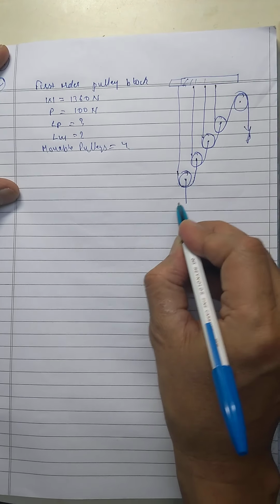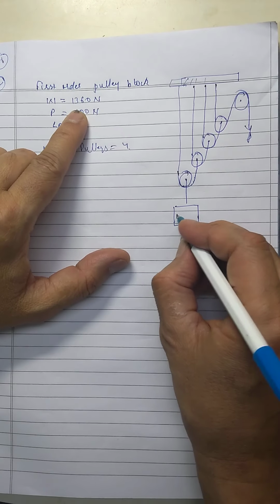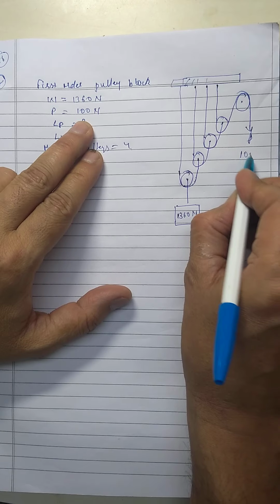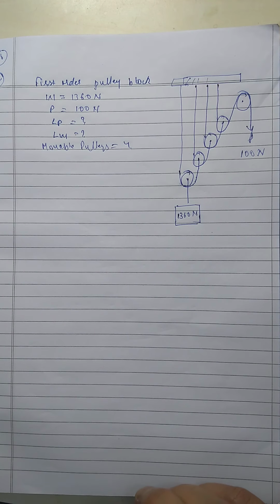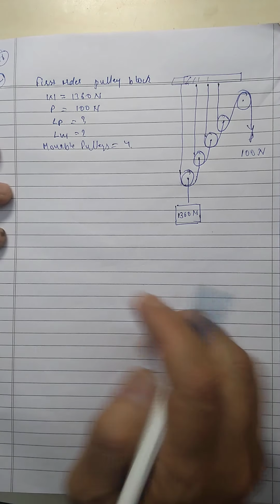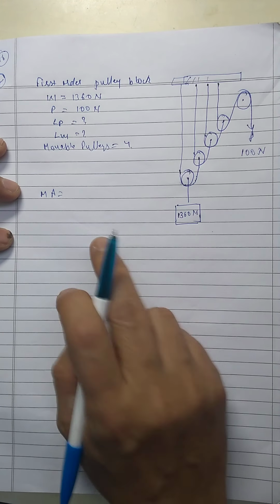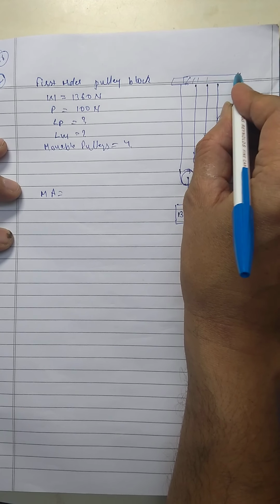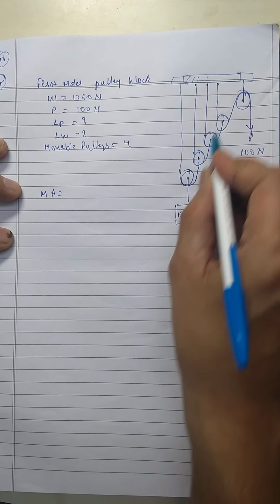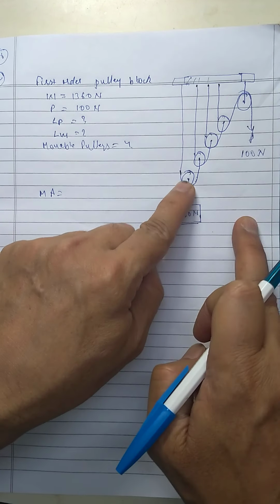This is the effort, and this is the weight which has to be lifted, and the weight is given as 1360 Newton, and the effort applied is given as 100 Newton. Okay, so these are the things which are given in your numerical. Now in this you have to find mechanical advantage. This is the 16th numerical of your book. This is a fixed pulley, and these four are the movable pulleys. So whenever you pull this effort, the weight will be lifted upward like this.